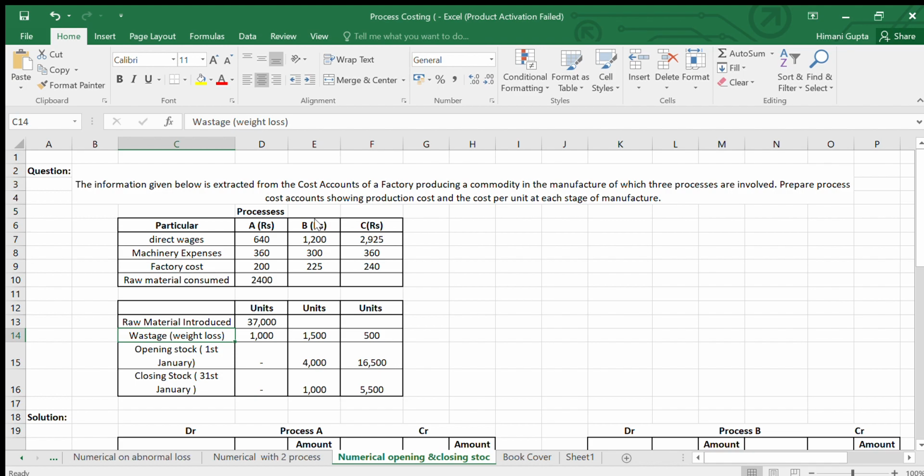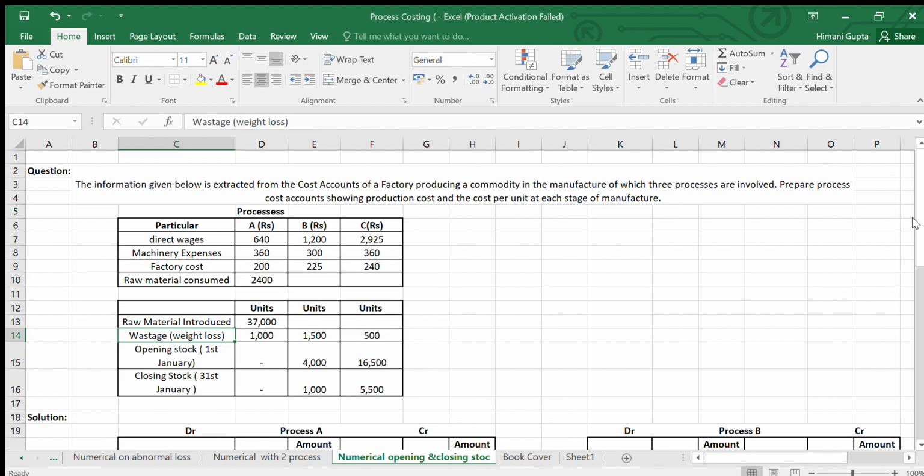Now over here we are being given three different processes A, B and C. Expenses are direct wages, machine expense, factory cost and raw material consumed. Additional information is three different units for A, B and C. Raw material introduced. We have normal wastage over here. Opening stock is given and closing stock is given.